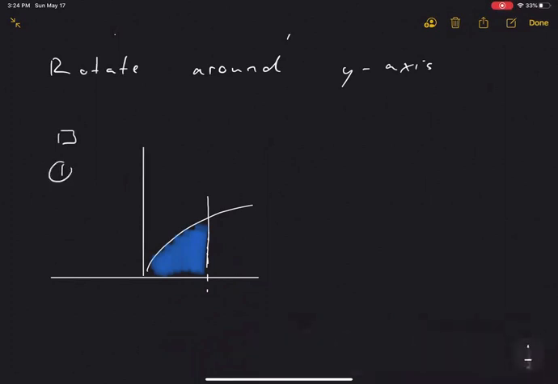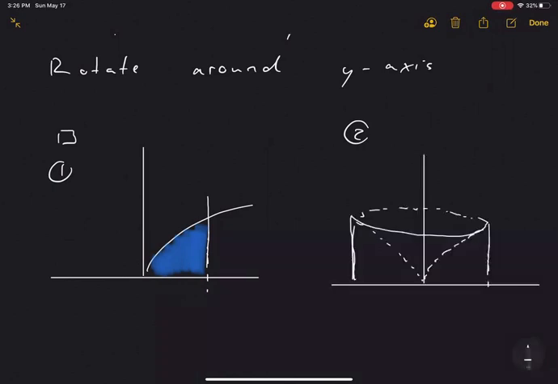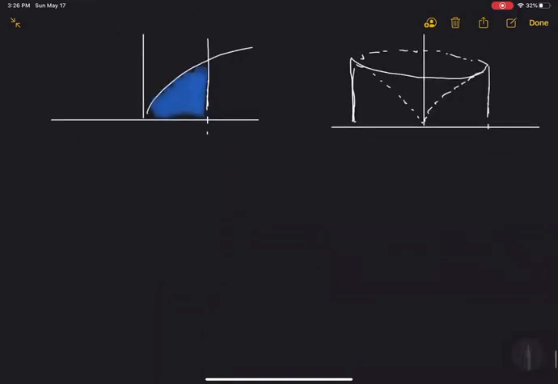Step 2, let's rotate it around the y-axis and draw our 3D region. So we draw our 3D region and we get something like this. And then let's try and draw one of our approximating cylinders. That would be step 3.